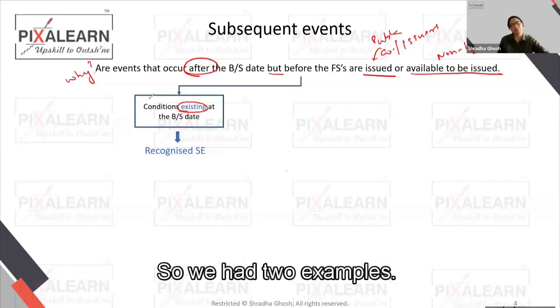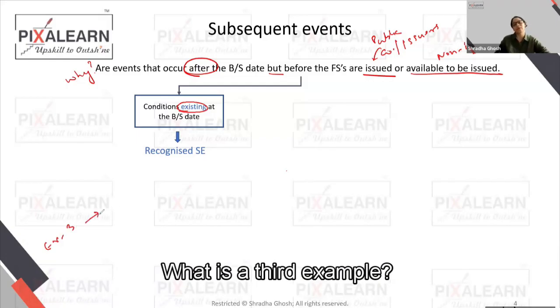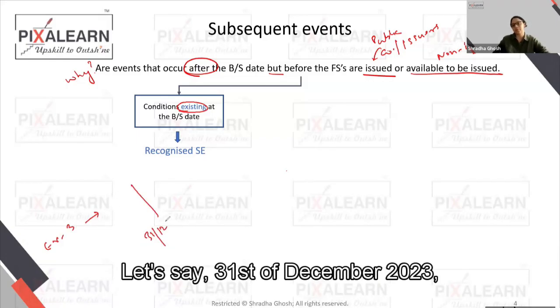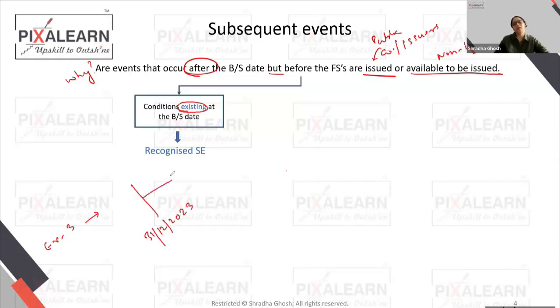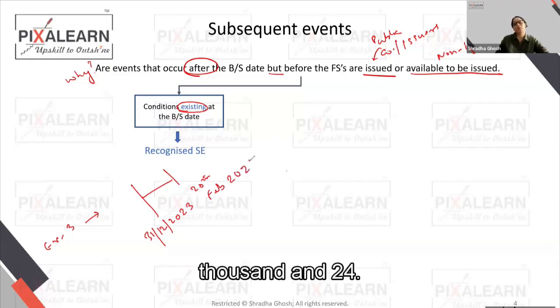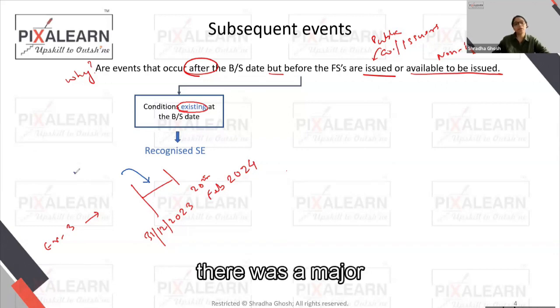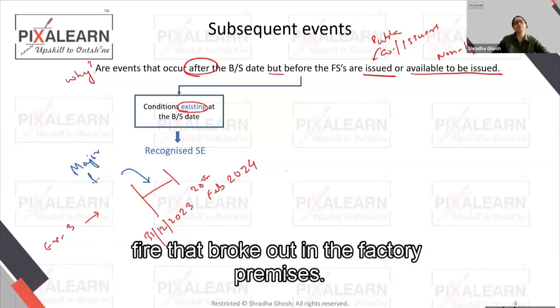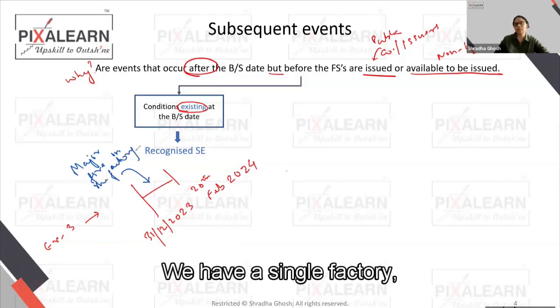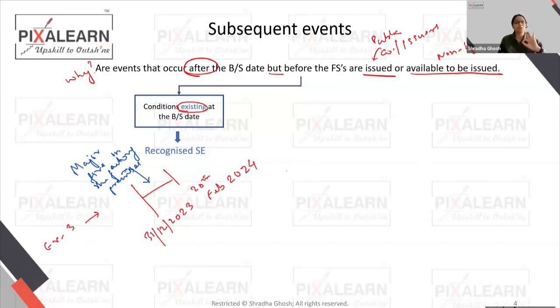So we ask ourselves, is the condition existing at the balance sheet date? Okay, so we had two examples, right? I want you to have another example, which is example 3. Let's say 31st of December 2023, and the financials are issued on 20th of February 2024. Somewhere between this time, there was a major fire that broke out in the factory premises. We have a single factory, and because of this fire, we might end up shutting down our entire business. This is the third example.